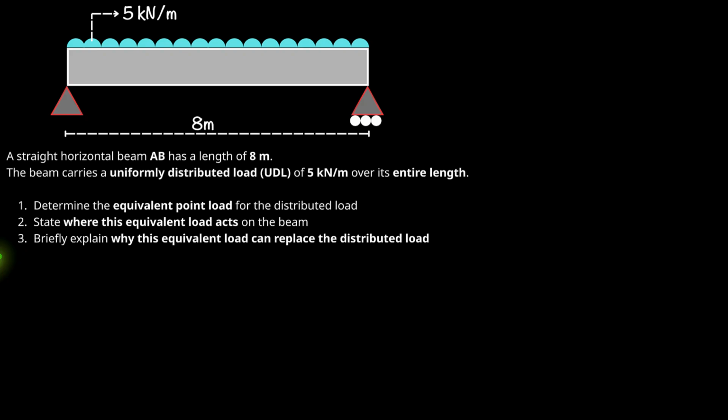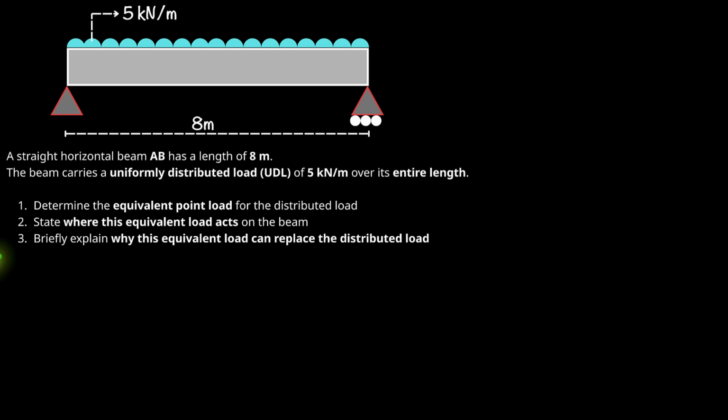So let's take a beam of length 8 meters and it's carrying a uniformly distributed load of 5 kilonewtons per meter over the entire length. And our goal is to really replace this distributed load with a single equivalent point load. And we want to also state where this equivalent point load will act on the beam and briefly explain why this equivalent load can replace the distributed load.